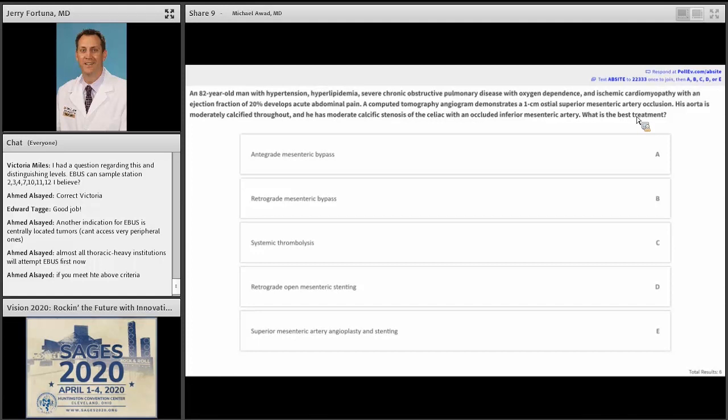A, antegrade mesenteric bypass. B, retrograde mesenteric bypass. C, systemic thrombolysis. D, retrograde open mesenteric stenting. E, superior mesenteric artery angioplasty and stenting.